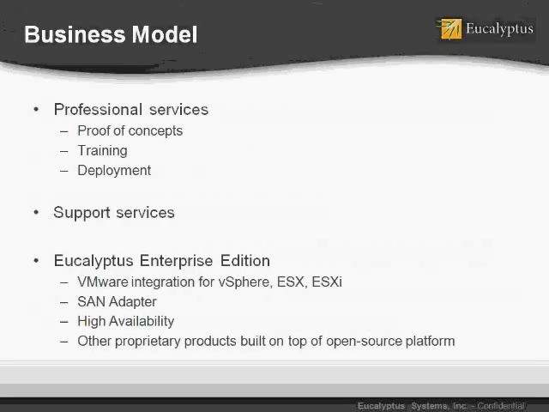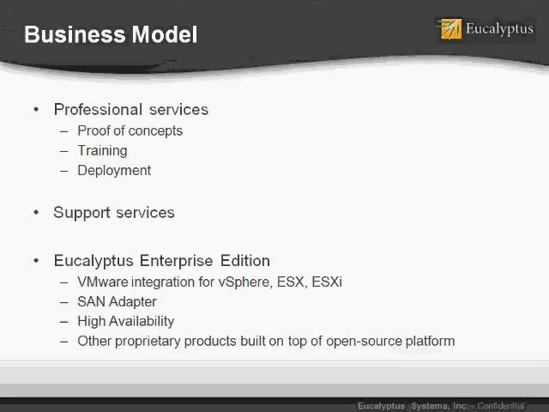So we often get asked, you're open source, how do you make money? Which is a great question. So our business model, I want to give this to you up front, is the ways in which we make money. Professional services is one of them. We do a lot of proofs of concept for customers, full training, as well as full initial deployments of the technology. We also sell support services for our customers. And we also have a proprietary upsell edition of our platform called the Eucalyptus Enterprise Edition.